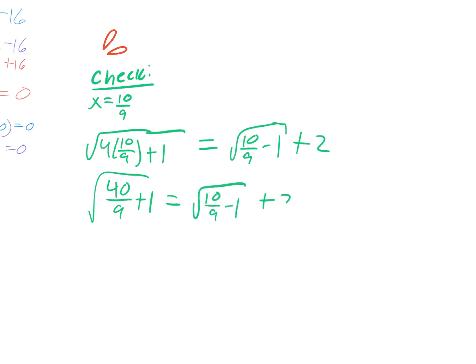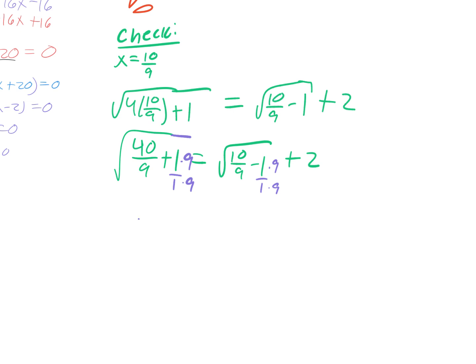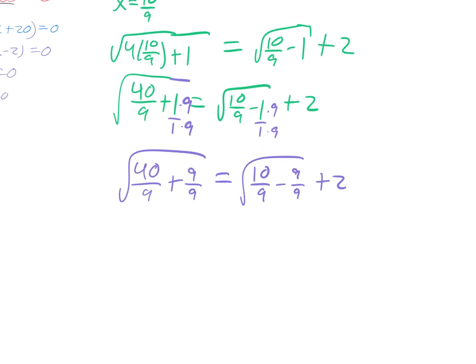I'll find the common denominator all in one step. For this side, divide with the 1, multiply by the 9. We want to get the common denominator of 9. Same thing over here. Divide the 1, common denominator of 9. Let's multiply the top and the bottom by 9. So we get 40 over 9 plus 9 over 9 under a square root. And then we get 10 over 9 minus 9 over 9 under a square root plus 2.